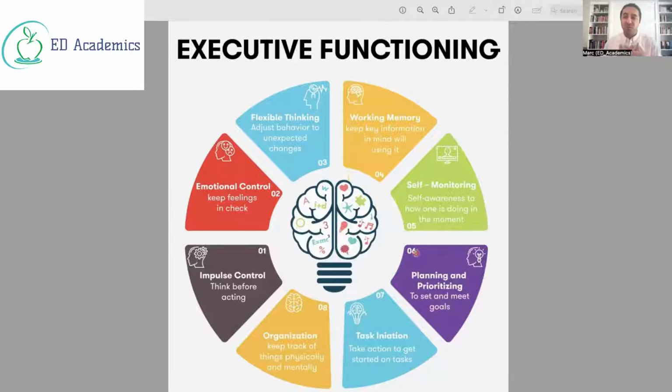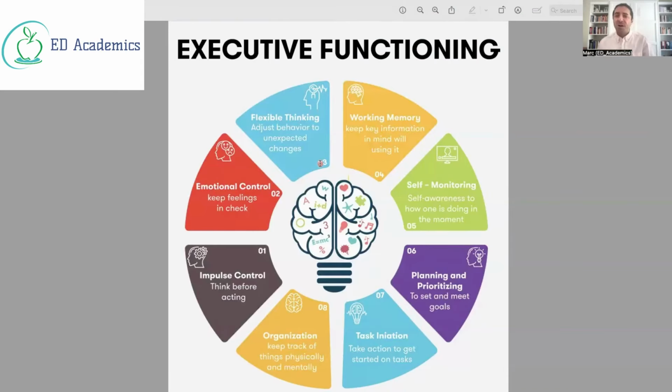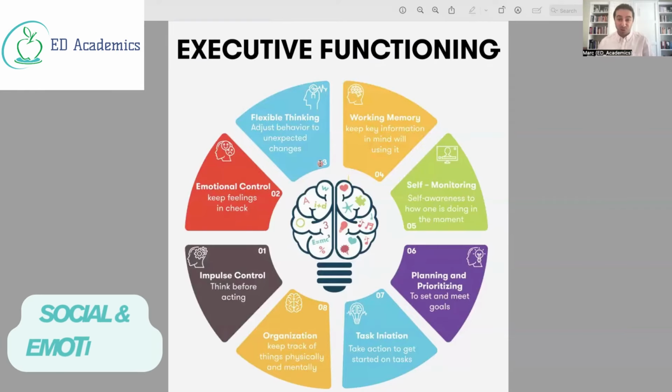I find it useful to separate them, especially when I'm teaching them, because it can get kind of overwhelming and you don't even really know where to start. Well, what's more important, cognitive or behavioral? The truth is, they're all important. But we're breaking them down for us here. Moving on to the next category. We're going to be talking about social and emotional learning. Number two, emotional control, and number one, impulse control.